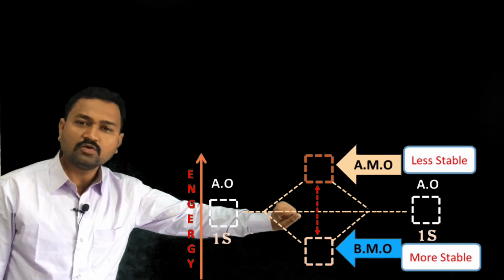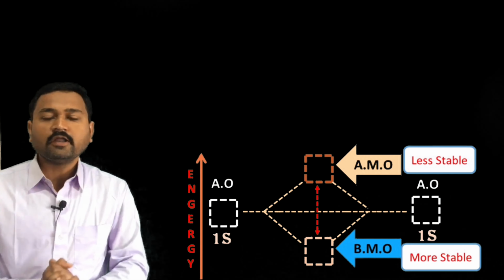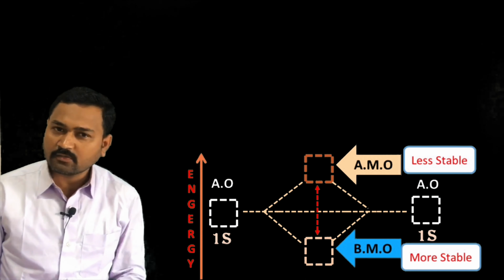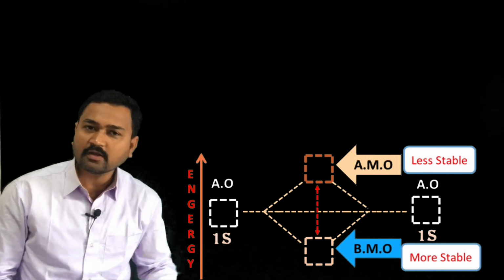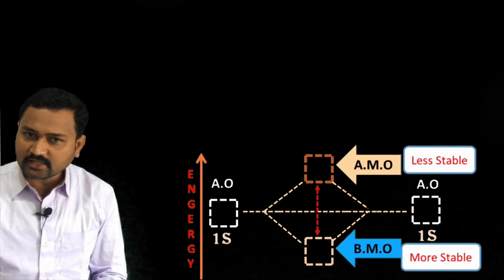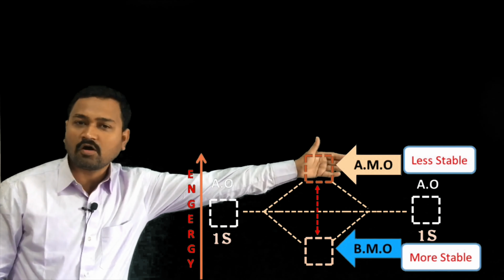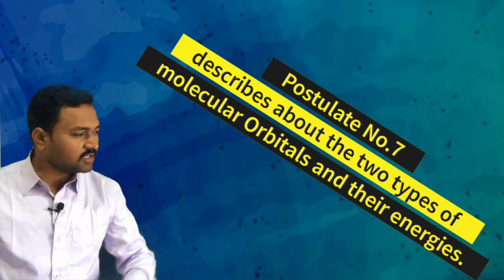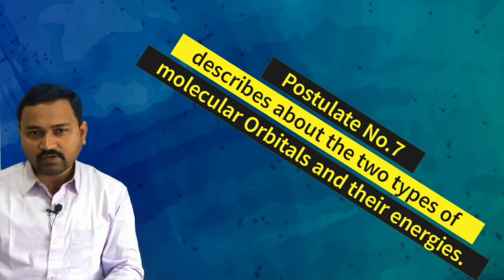Here you can observe that the bonding molecular orbital has lower energy than its atomic orbitals, while the anti-bonding molecular orbital has higher energy than its atomic orbitals. So definitely, if the energy is lower, stability will be more, and if the energy is higher, stability will be less. So, this is your postulate number 7.